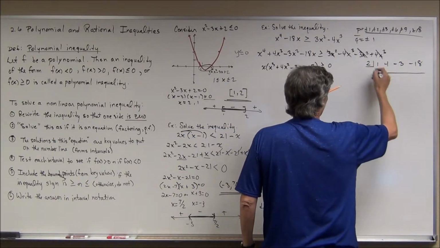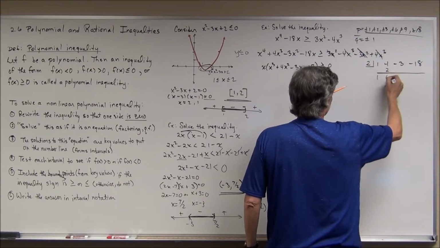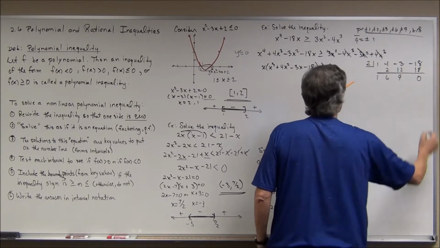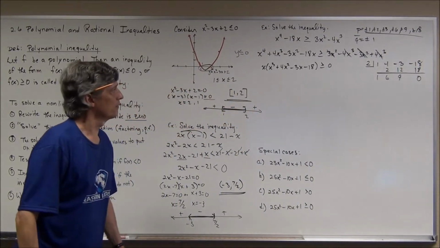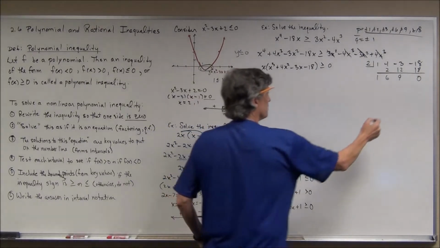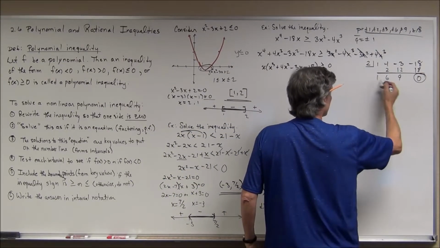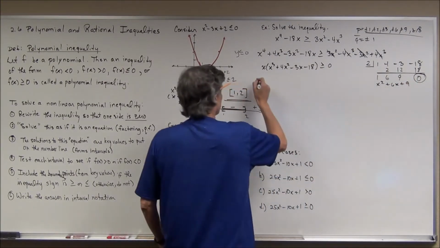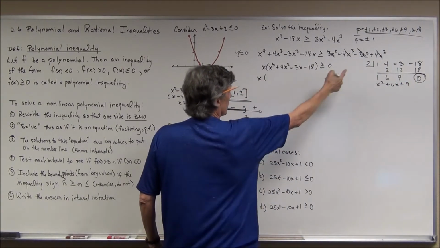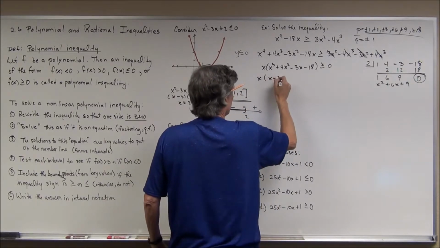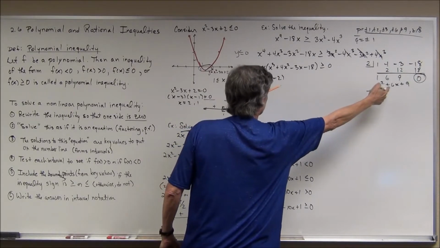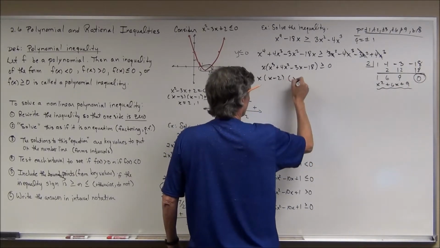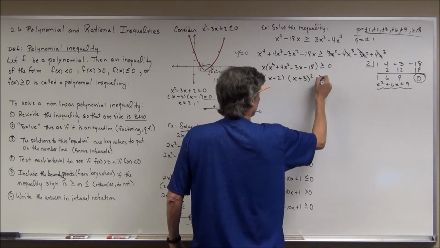Let me see here. Well, that's a 1. I hope I got this right. That's a 2, that's a 6, that's a 12, that's a 9, that's an 18. Sometimes I just remember that kind of stuff. So this is going to give me a remainder of 0, and my depressed polynomial here is x squared plus 6x plus 9. So that gives me x times x minus 2, times x squared plus 6x plus 9. You may have already noticed, that's a perfect square trinomial. That's x plus 3 squared.